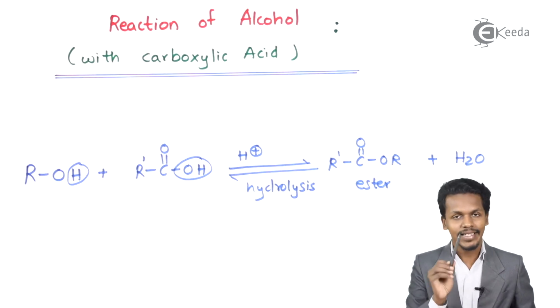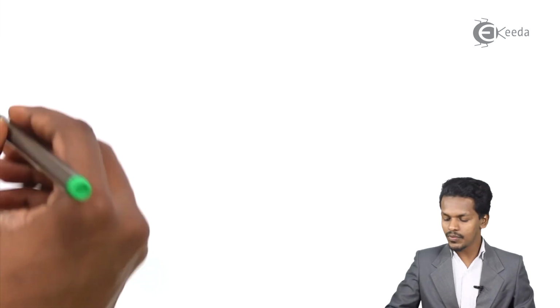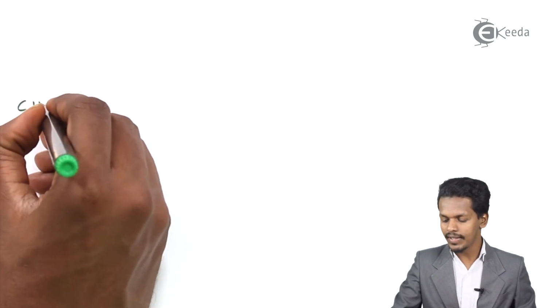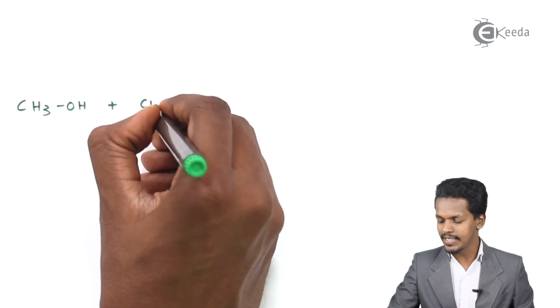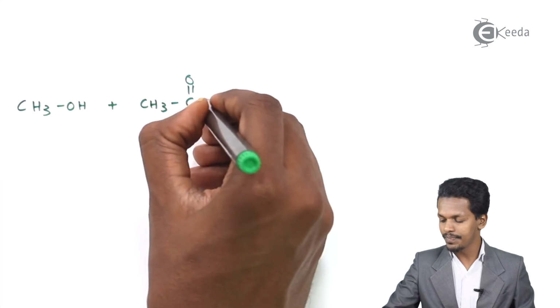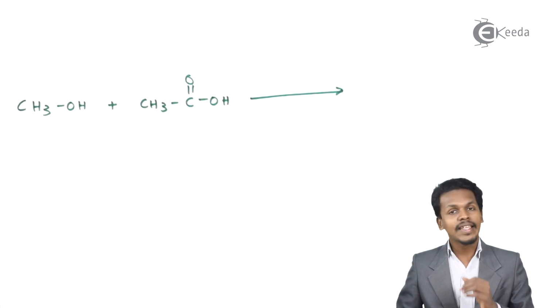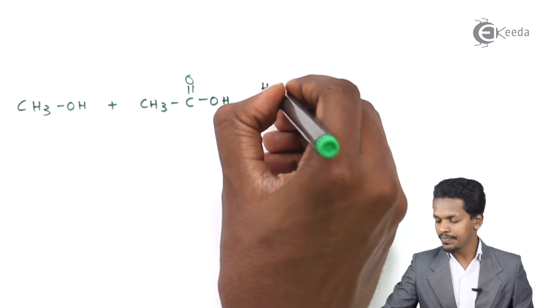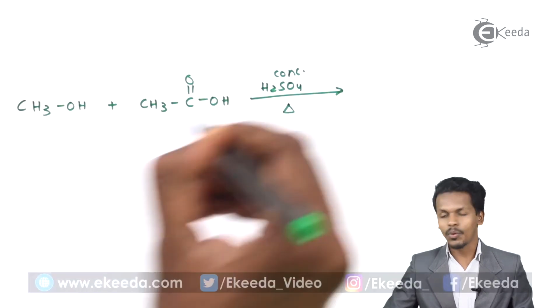So let us understand the example. Suppose we consider methanol, that is CH3OH, and suppose we are reacting it with a carboxylic acid, and in this case we use acetic acid, that is CH3COOH. In this case, the condition is that we have to use concentrated H2SO4 with the proper temperature also.